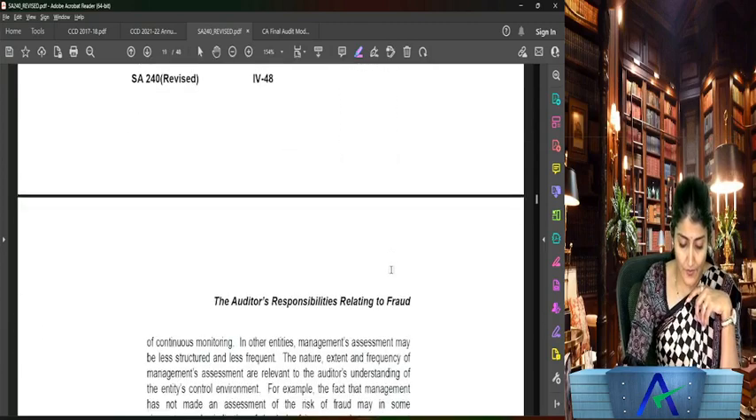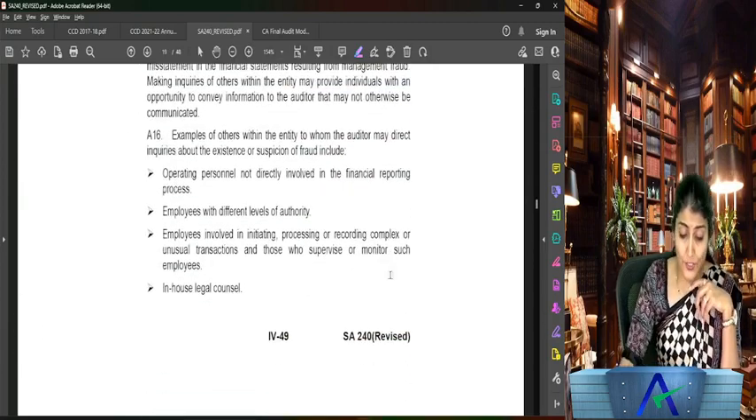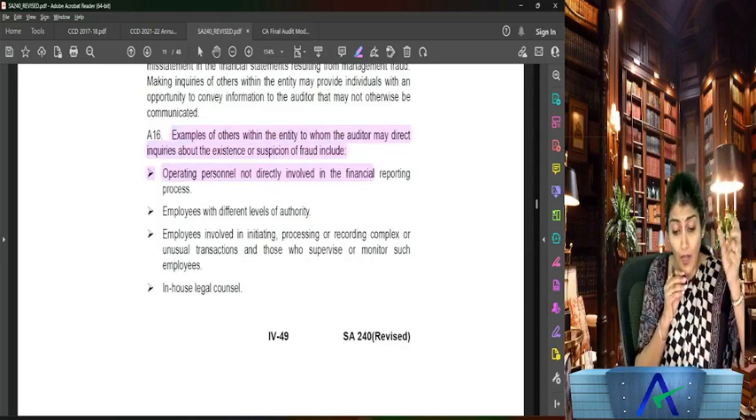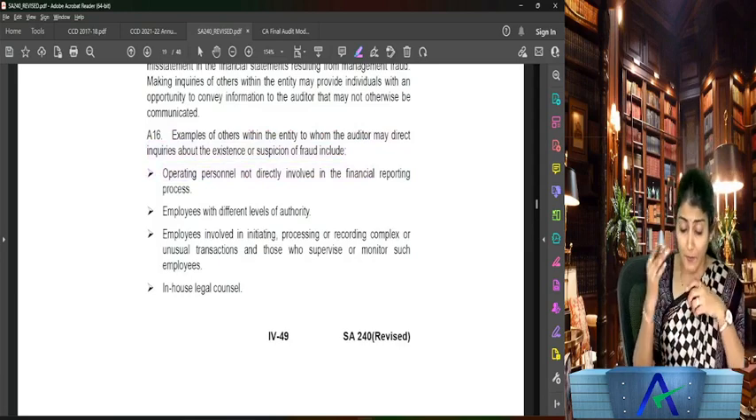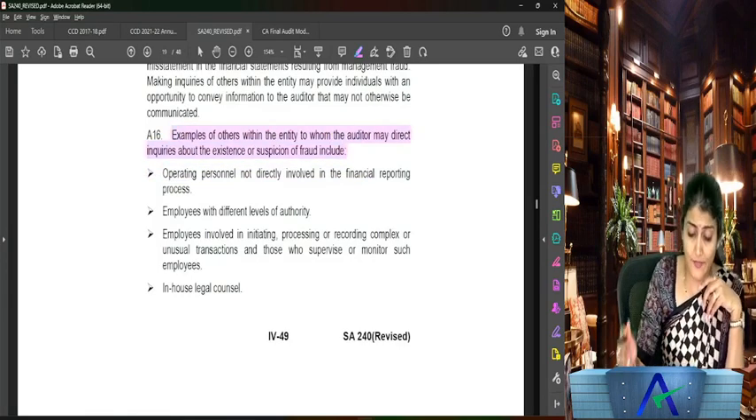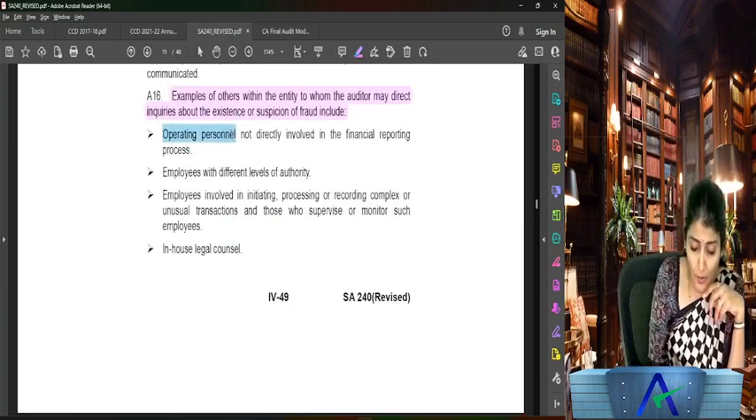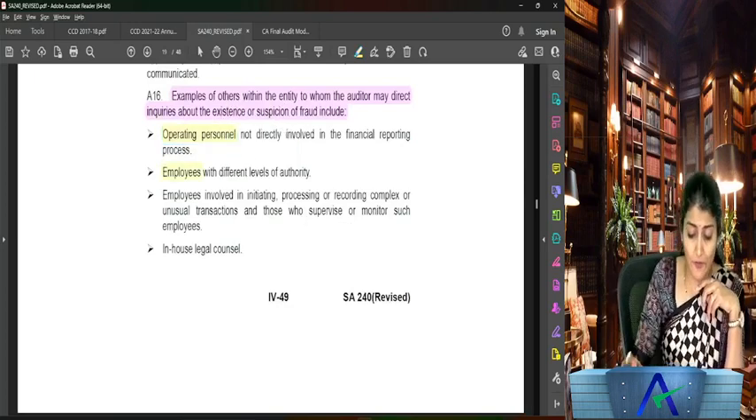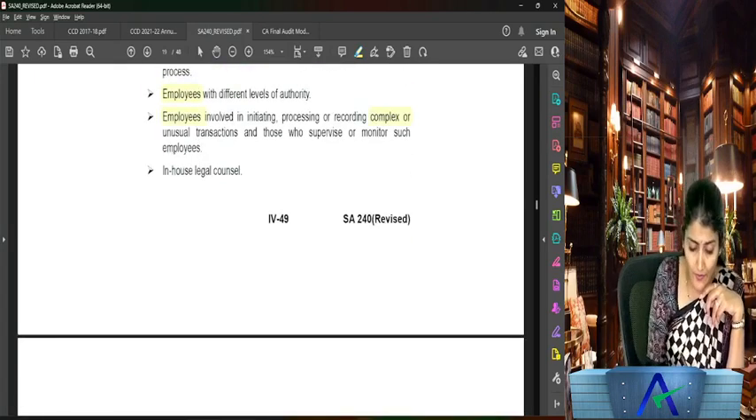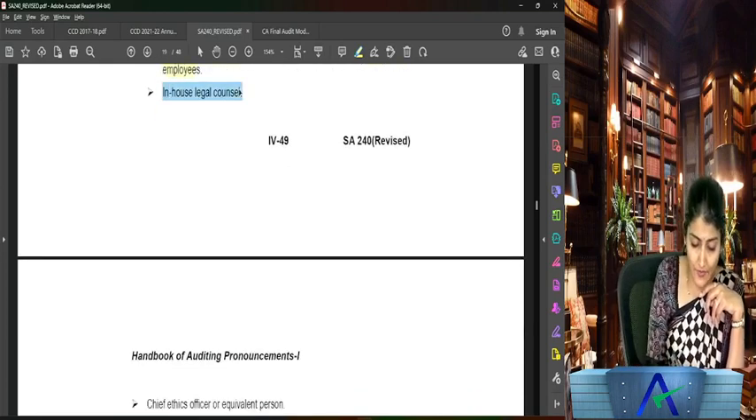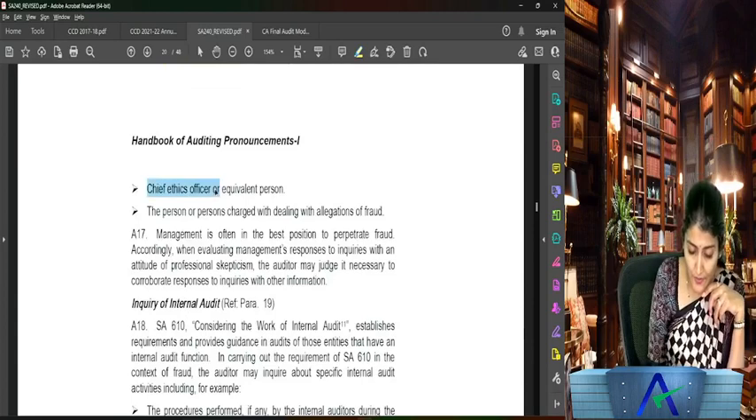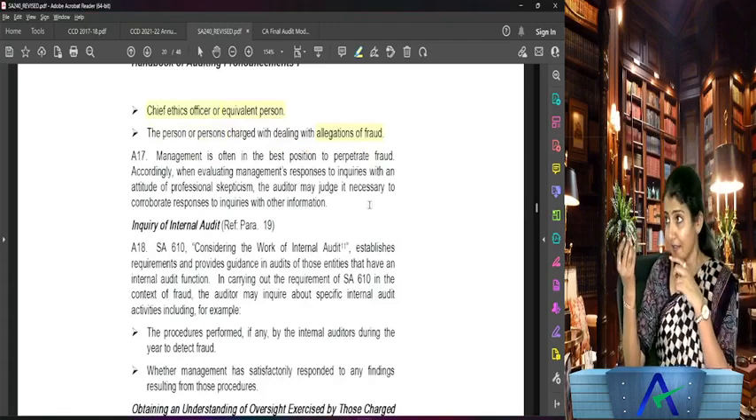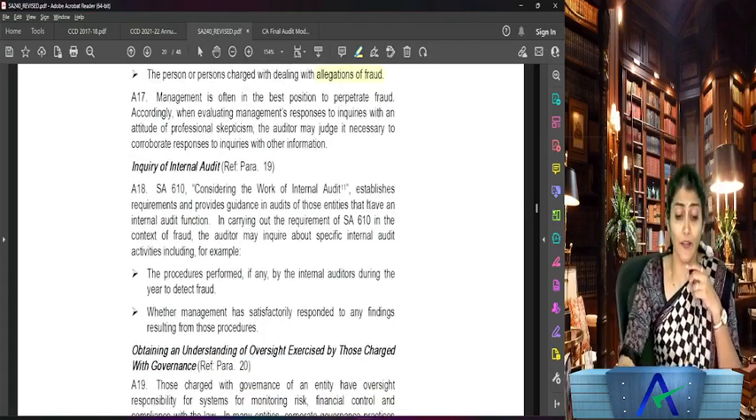A consideration, risk assessment procedures, inquiries of management and others. And now this A16. What is the A16? Inquiries of others within the entity from whom the auditor may direct inquiries about the existence or suspicion of fraud. What does it say? Operating personnel. What have I written over there? Then the employees with different levels of authority, then the employees involved in recording the complex unusual transaction, then the in-house legal counsel, then the chief ethics officer or the equivalent person, and dealing with the allegations of fraud. Are you understanding that? Then what inquiries you make of the internal audit.